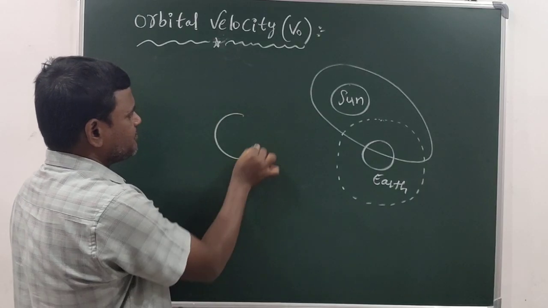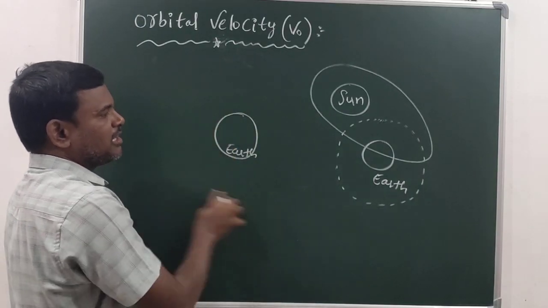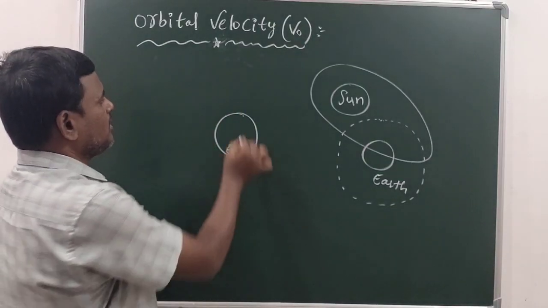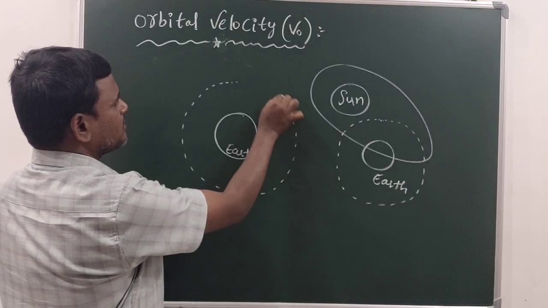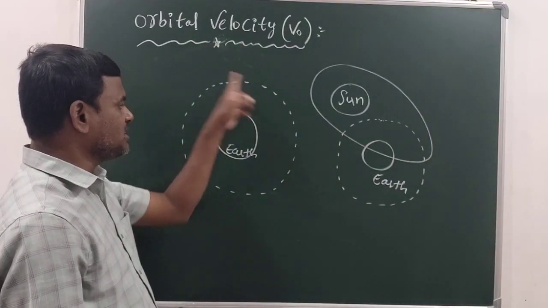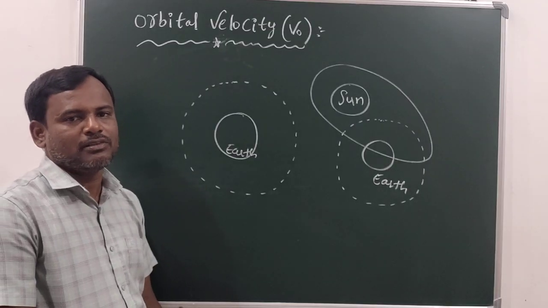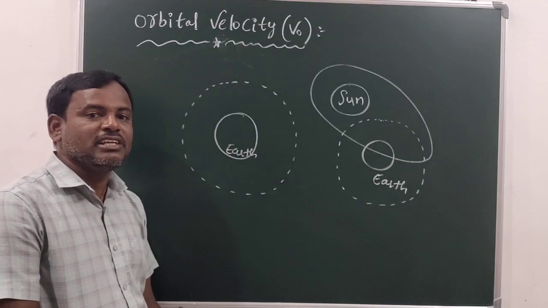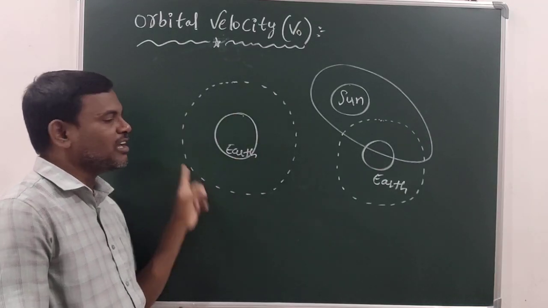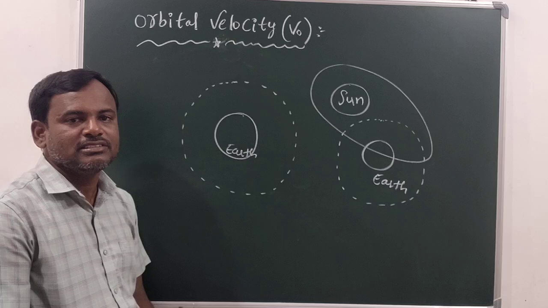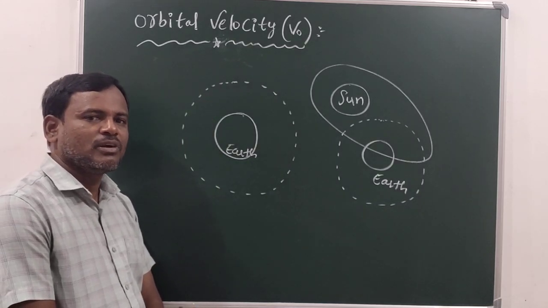Around the sun, around the Earth, in the gravitational field, satellites are revolving in the circular path. How these satellites are revolving around the Earth? In the circular path. So the velocity of satellite which revolves around the Earth in circular orbits is known as orbital velocity. Got my point?